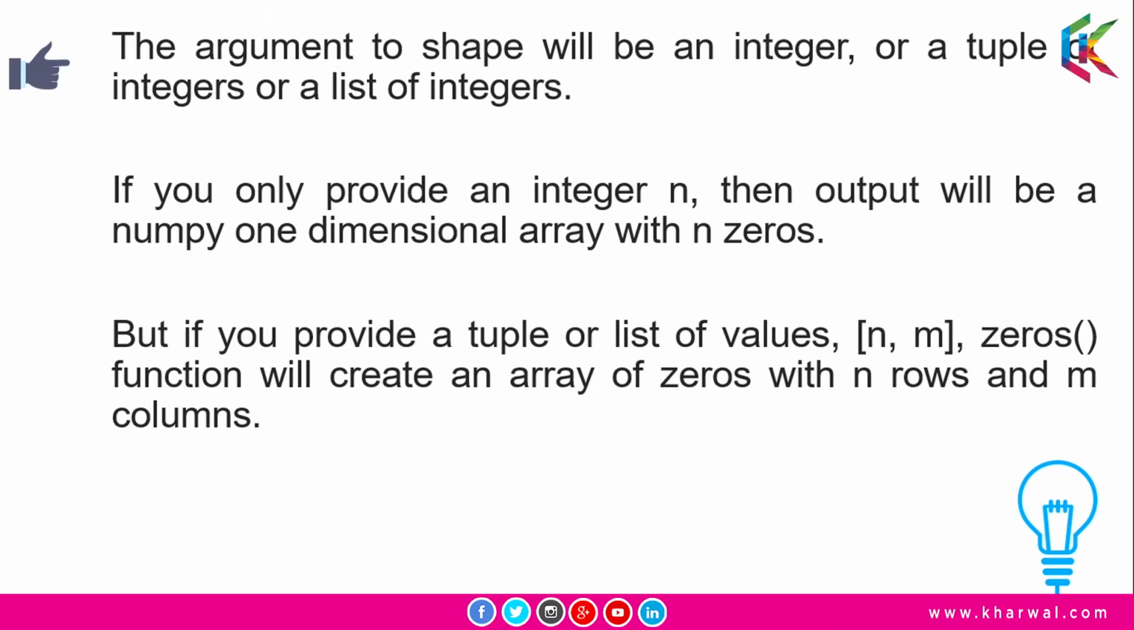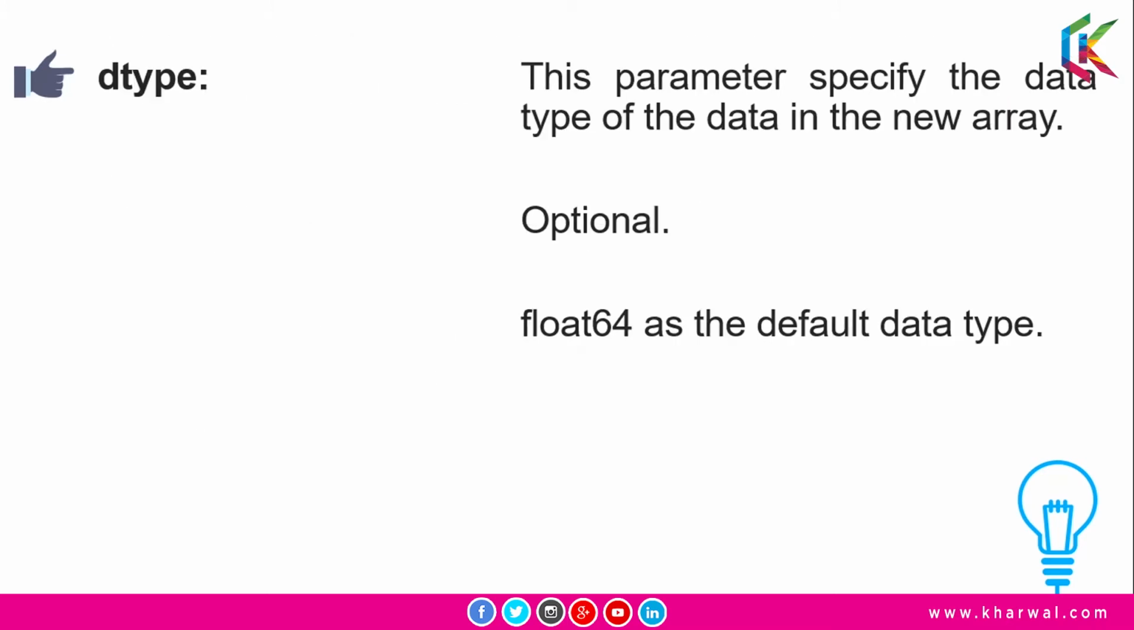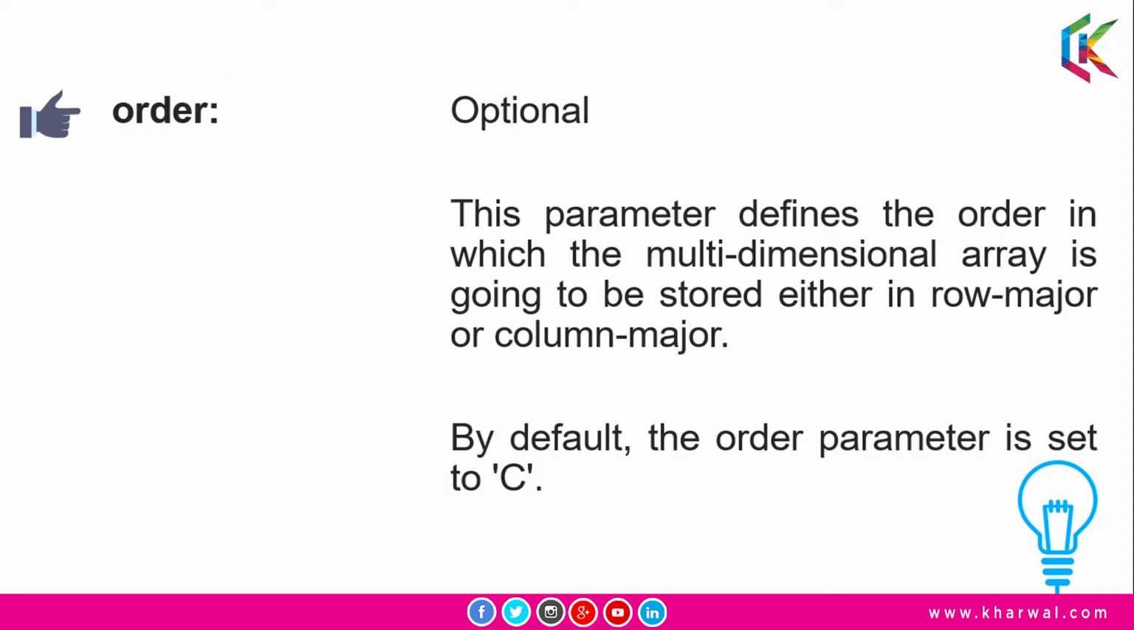Let's discuss the next parameter, and that is dtype. This parameter specifies the data type of the data in the new array, and it is also an optional parameter. The default data type for this zeros function is float64. Now moving on to the next parameter, and that is order. It is also an optional parameter, and it defines the order in which the multidimensional array is going to be stored, either in row-major or column-major, and by default the order parameter is set to C. So guys, let's open up the Jupyter notebook and I will show you the working of this zeros function.